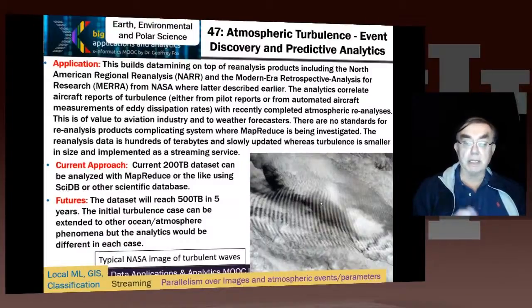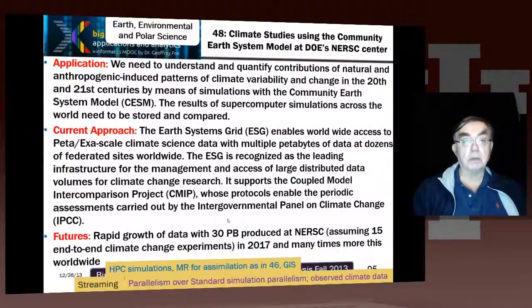So this is again in the same data size as before, 500 terabytes, half a petabyte, and this is the type of image that you might be looking at, with turbulent waves seen in the image. And you have to do the machine learning image processing to find these turbulence automatically, of course.